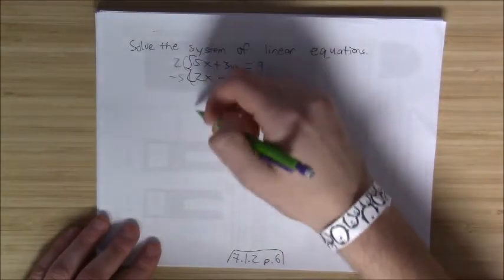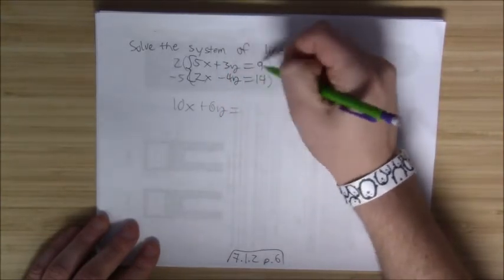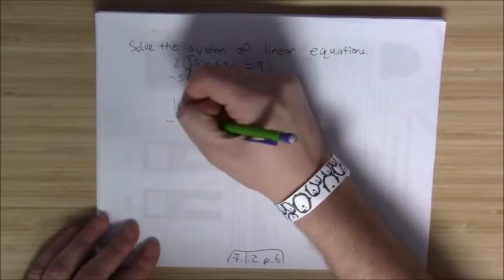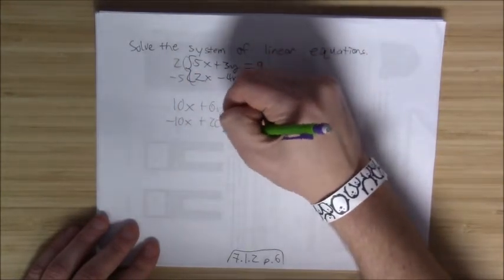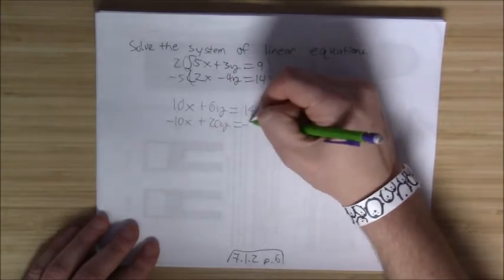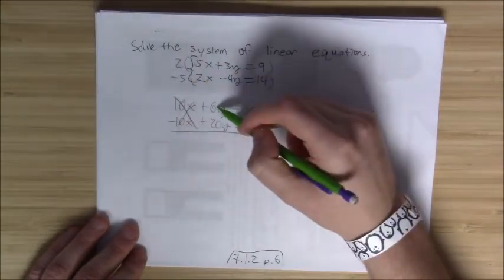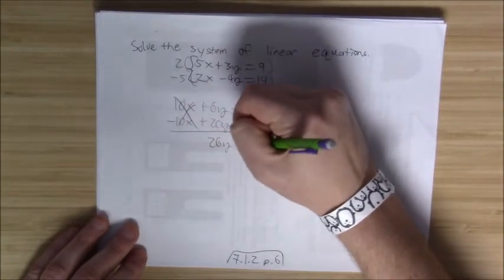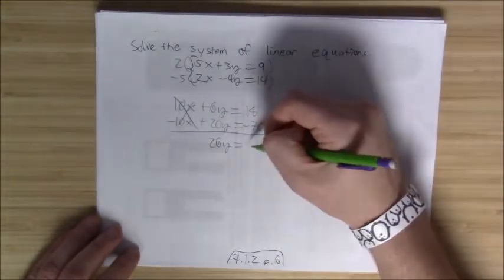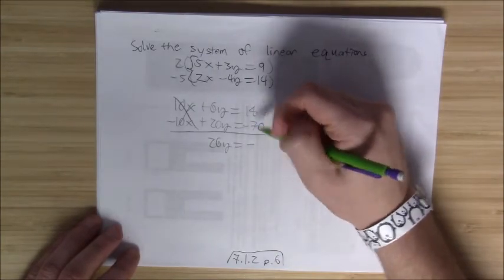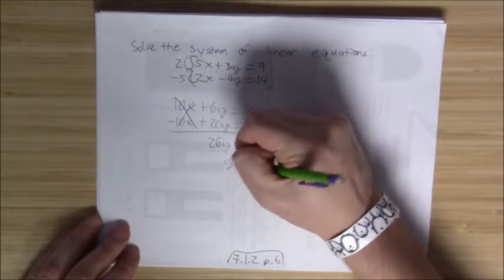Doing so, I end up with 10x plus 6y equals 18. In the bottom, I get negative 10x plus 20y equals negative 70. Adding, those will eliminate. Here I get 26y, and here I get 18 minus 70, which is negative 52. Dividing both sides by 26, I get y equals negative 2.